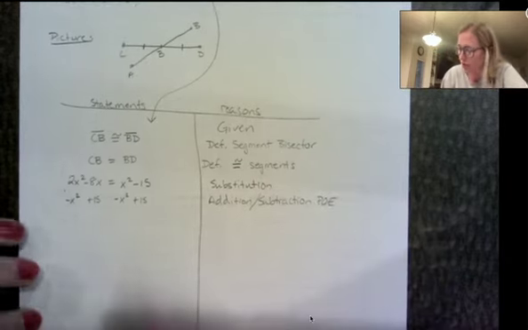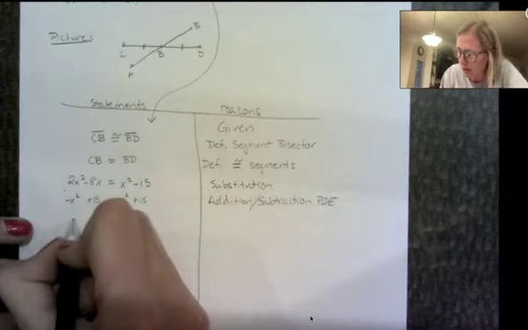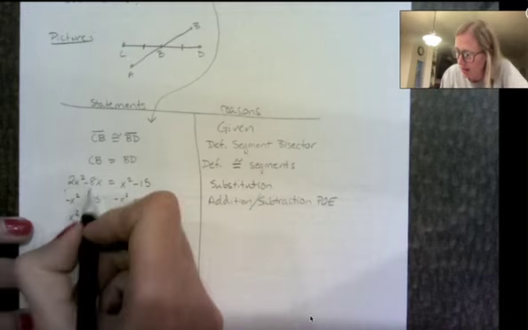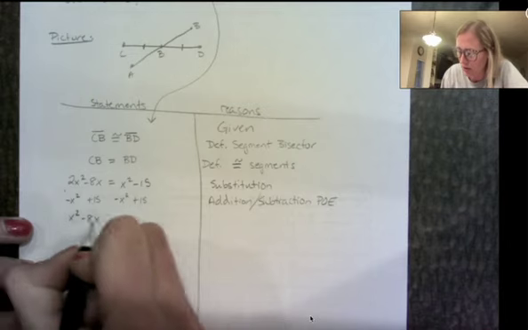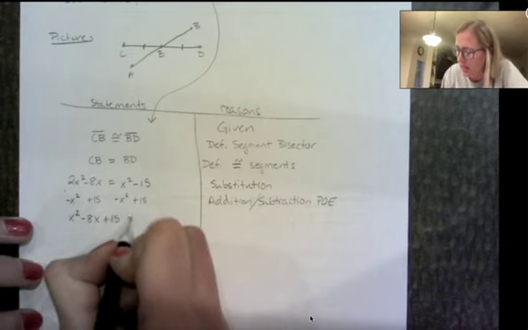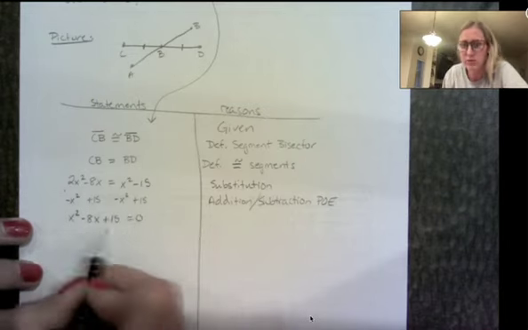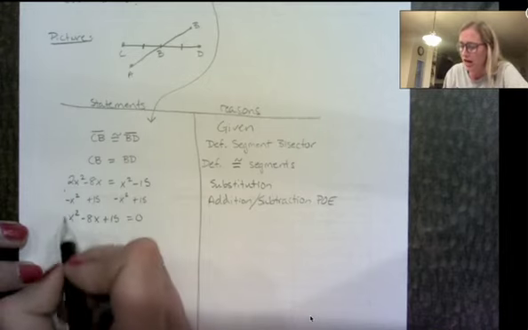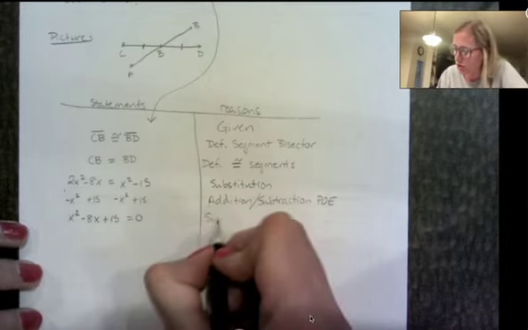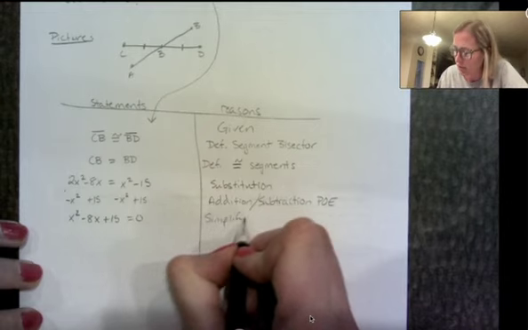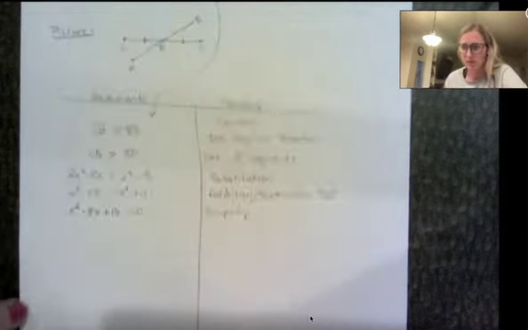Okay, so 2x squared minus x squared is just x squared. I can't really add those because they're not like terms, so I'm going to write them next to each other. Minus 8x plus 15 equals 0. So here's my standard form of a quadratic, right? I have a 1 in front of x squared. I have it set equal to 0. And that was just me simplifying after using my addition and subtraction property of equalities.